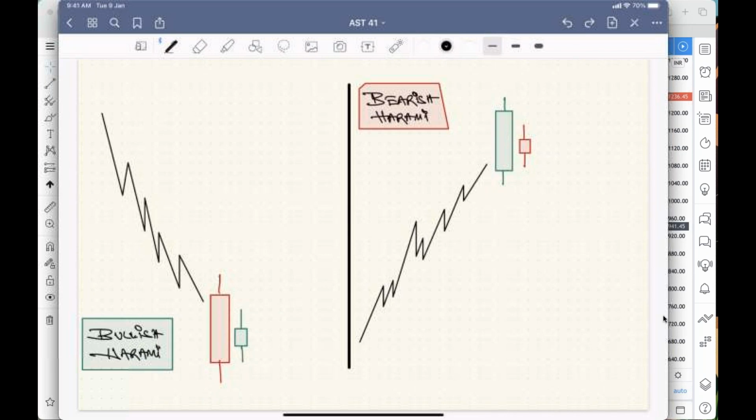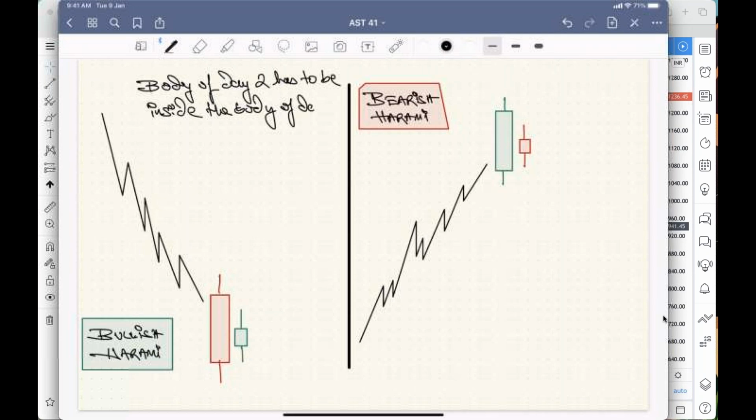How this particular pattern tends to almost all the time give you a chance to make money. Almost all the time. The most important thing over here is to remember that the body of day 2 has to be inside the body of day 1. Smaller the body of day 2, the better.